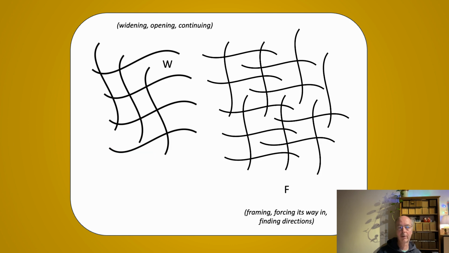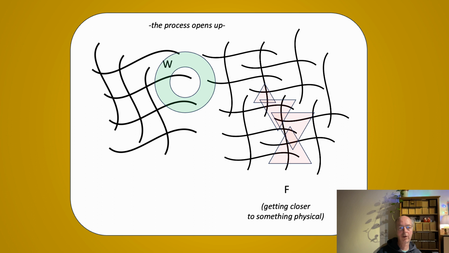So here the W is really continuing the whole process, and somewhere in the middle it becomes a bit too confrontational. Too many waves are coming together. So there is something which is changing there. Something is forcing its way in. It's finding directions. It's finding a frame. As you can see, it will look up and try to get something more physical out of it.